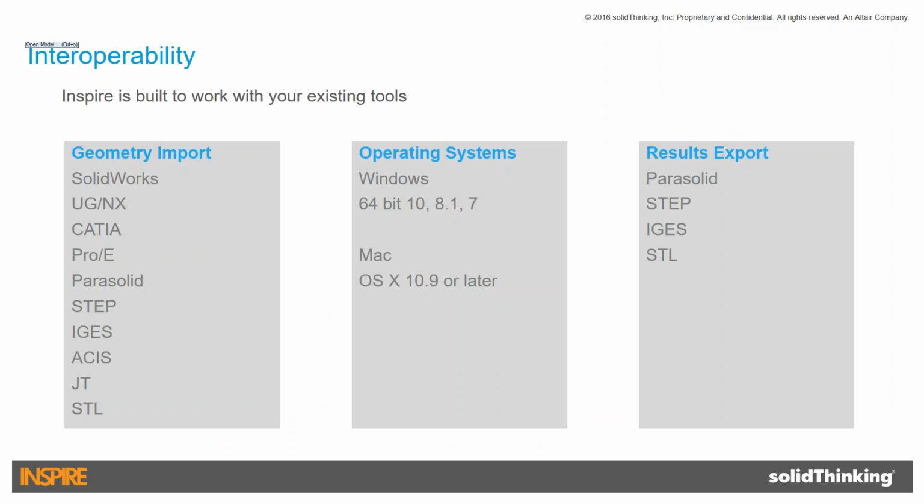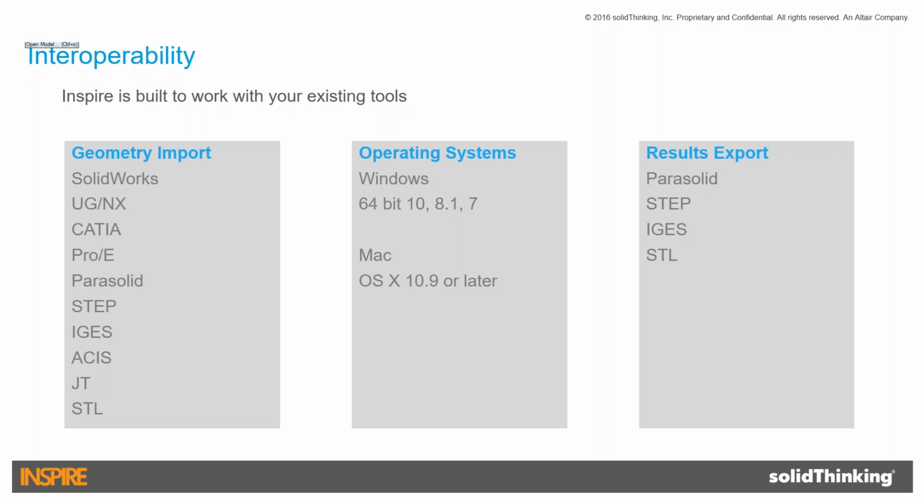If you look at the interoperability and how these products work with other CAD packages, we can import geometry directly from SolidWorks, Unigraphics, CATIA, Pro-E, both Creo and Wildfire versions. We are based on top of the Parasolid kernel, so we can read in Parasolid geometry, as well as your more standard STEP, IGES, and ACIS formats. We run on both Windows and Mac, and then once you've created a result, you can solidify that result and write that out as a Parasolid, STEP, IGES, or if you're going straight to 3D printing, you can write out an STL file as well.